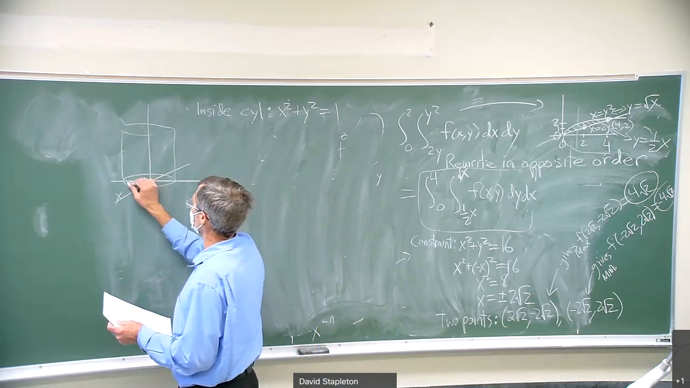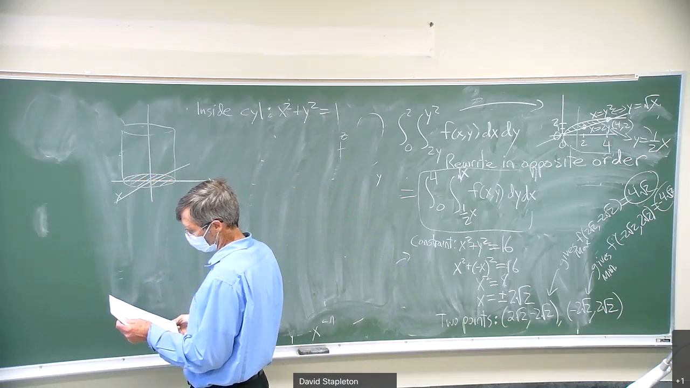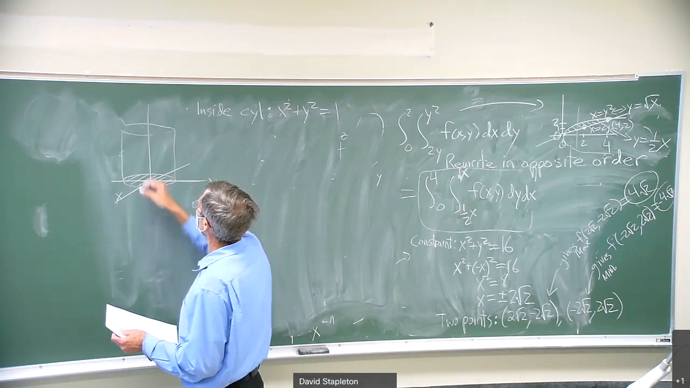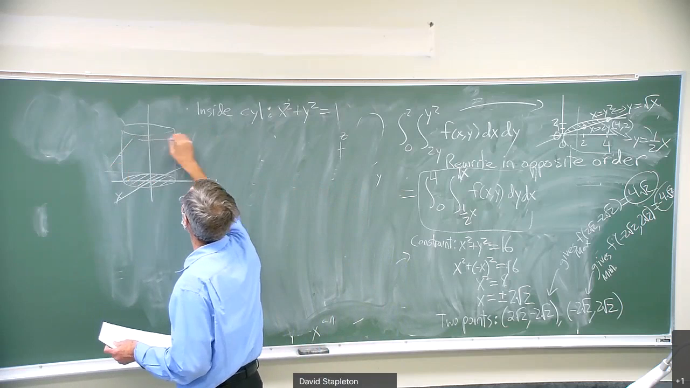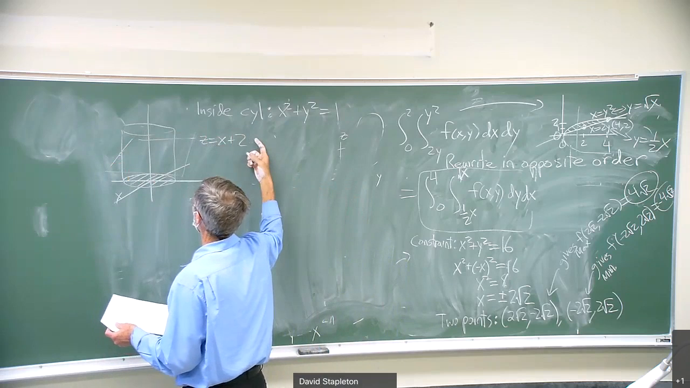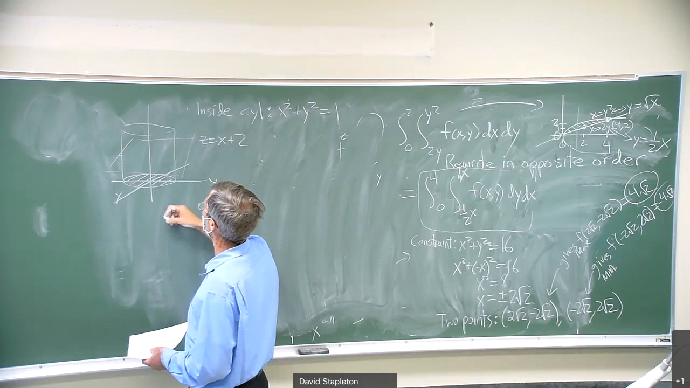bounded below by z equals 0. Well, that's just this bottom plane here, the xy plane. And above by z equals x plus 2. So it's a plane that comes down through like this. Again, if it's ax plus by plus cz equals d, then it's a plane. So this is a plane.